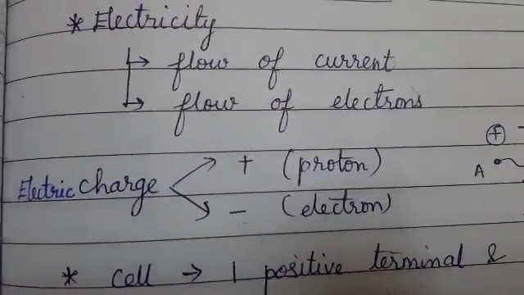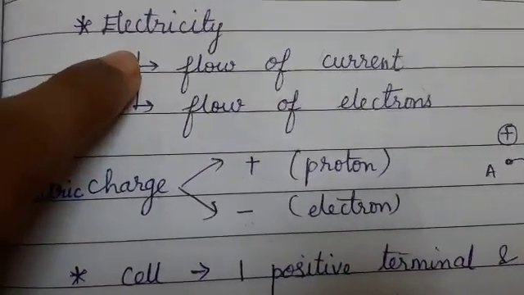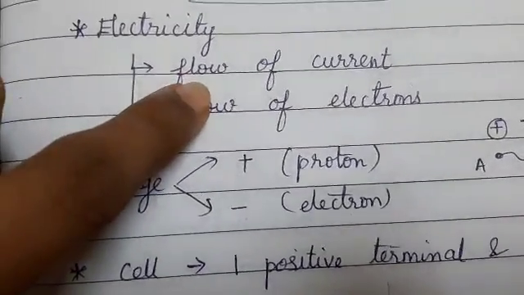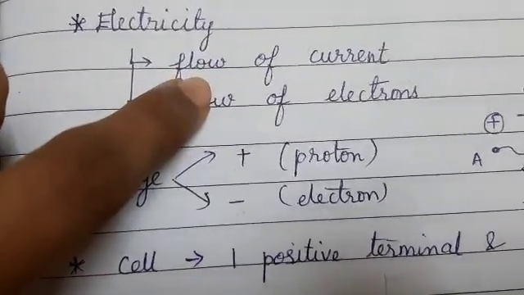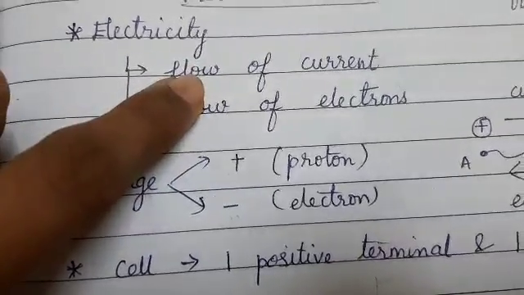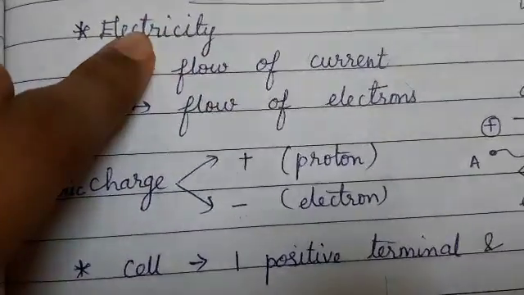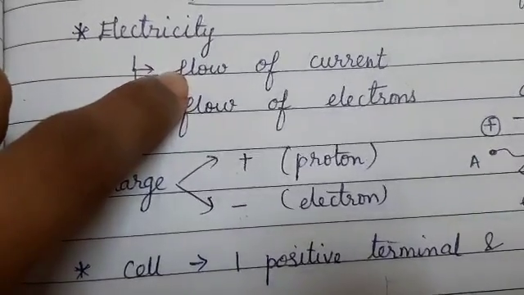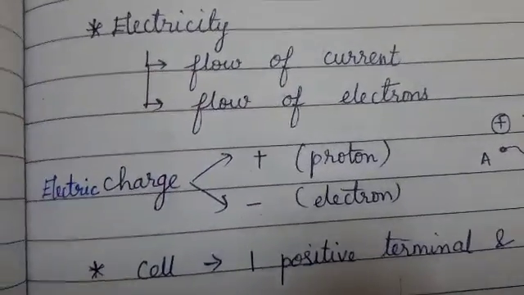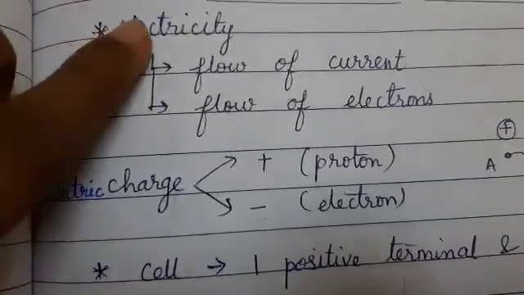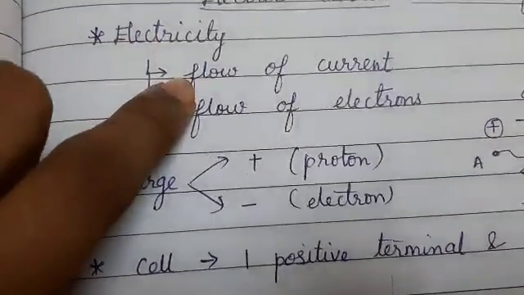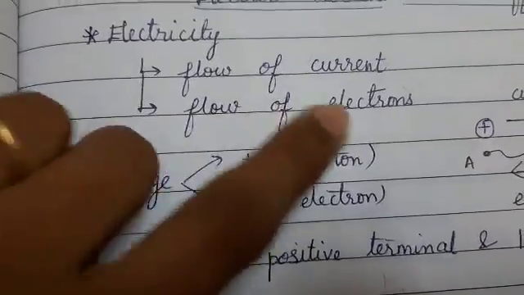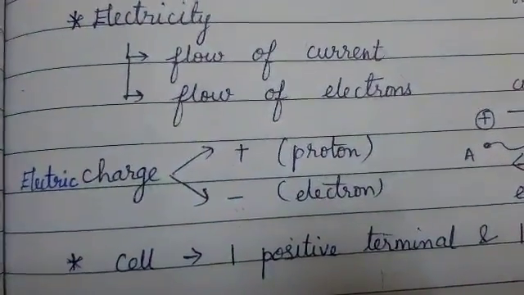So in our houses, all the appliances are connected to the electric board which gives us the current supply. When I switch on, the current flows and it enables the fan or the bulb to glow. The fan rotates. Right? Now, there are two ways of defining electricity. One is flow of current and the other one is flow of electrons. What is meant by electrons?